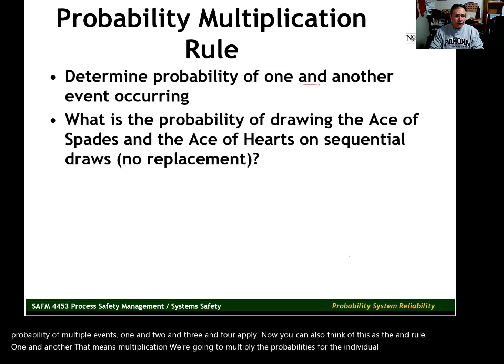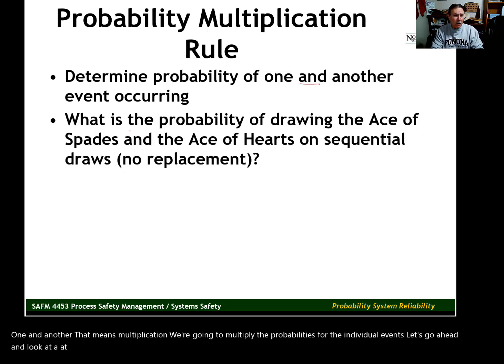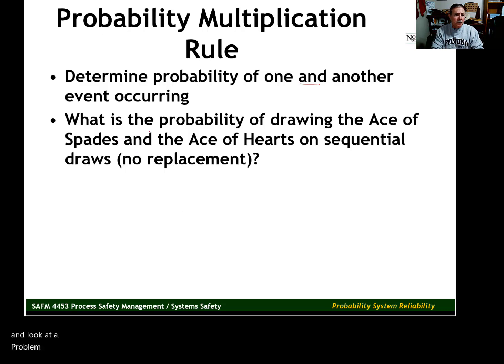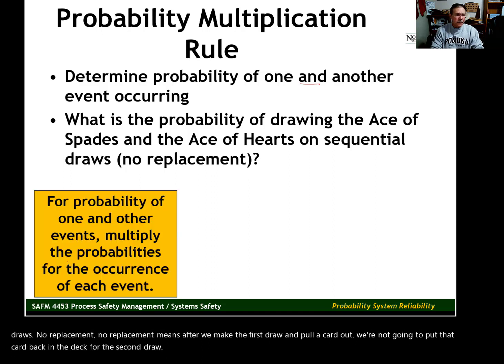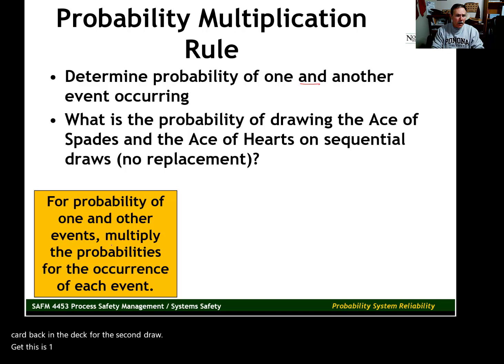Let's go ahead and look at a problem here, or an example. What is the probability of drawing the Ace of Spades and the Ace of Hearts on sequential draws, no replacement? No replacement means after we make the first draw and pull a card out, we're not going to put that card back in the deck for the second draw. This is one of those situations. Multiply the probabilities for the occurrence of each event.